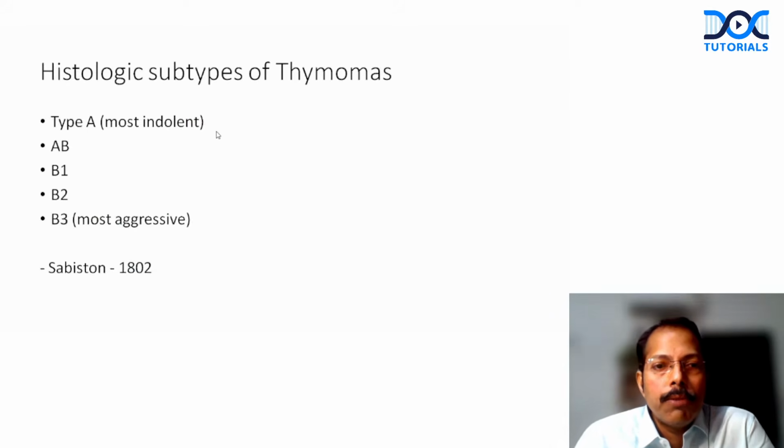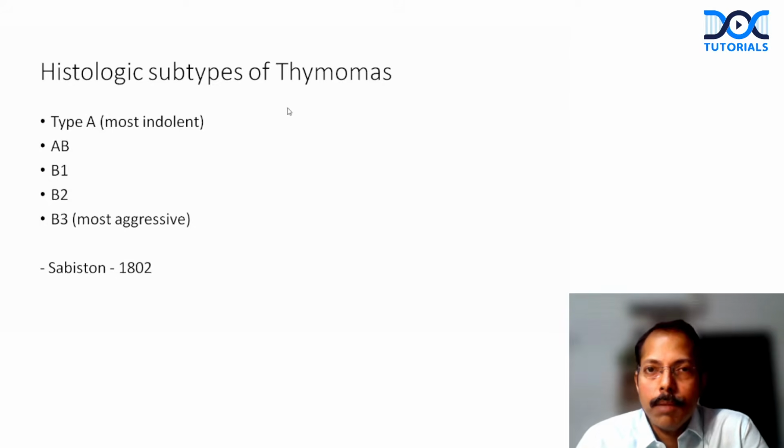And again, you have to note the histology subtypes given in your new Sabiston. For the benefit of exam goers, type A is most indolent and type B3 is most aggressive. Okay. So 5 years back, a question was asked from the histology, from the lung pathological benign lesion. So you should also give importance to the histology subtypes of the thymomas.